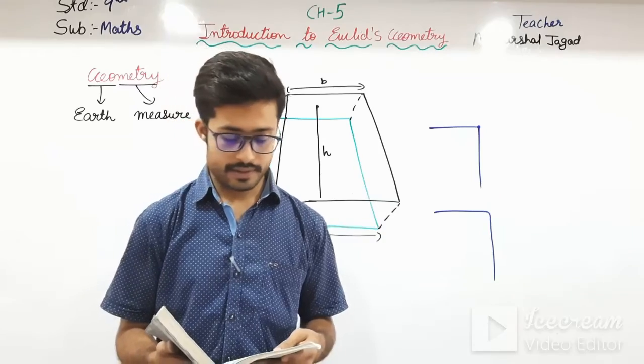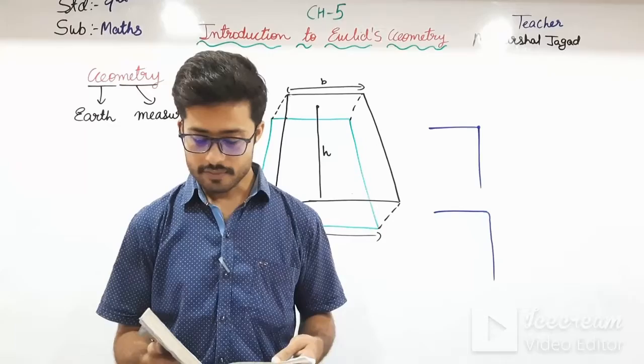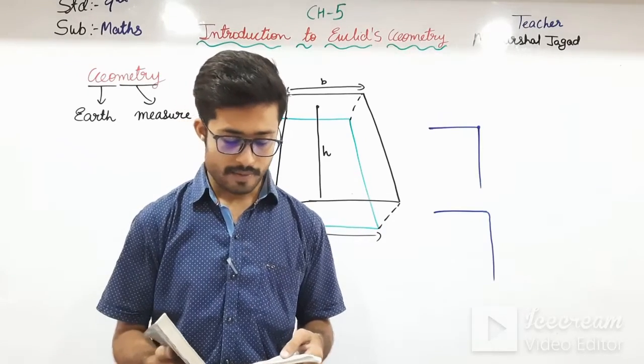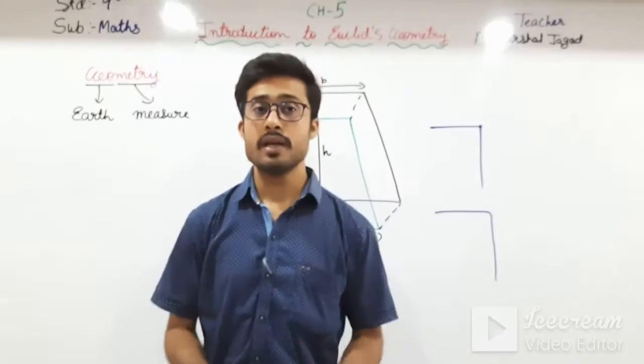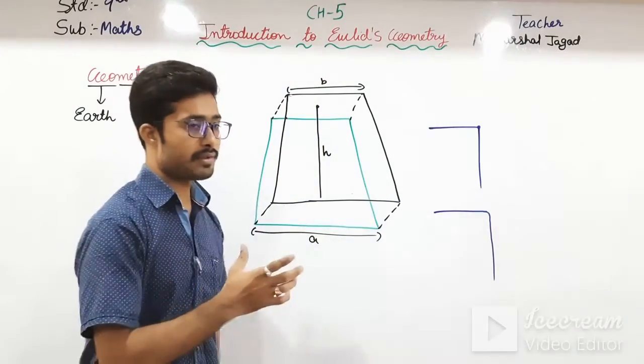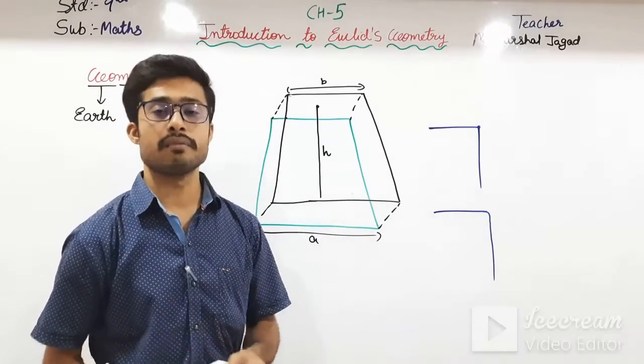Euclid summarized this statement as definitions. He began his exploration by listing 23 definitions in Book 1 of the Elements. A few of them are given below. See here, from Book 1, some of the main points are given over here. Let us see them one by one.